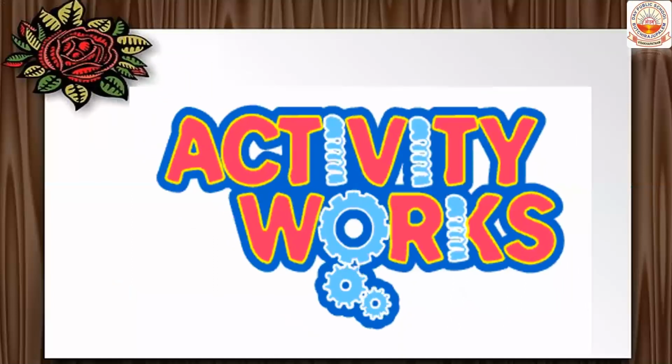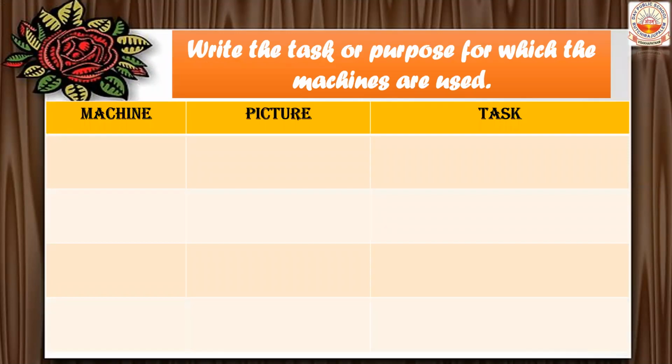So before that, let us do a small activity. Okay, children? So the activity is write the task or purpose for which the machines are used. So here the machines and pictures will be given, children. So you have to write the purpose of that particular machine. Okay, children. So let us start now.